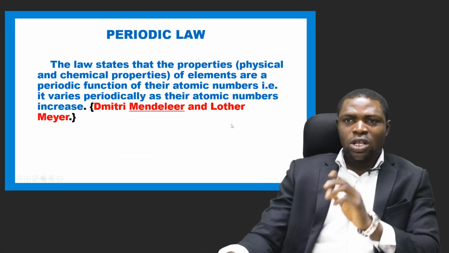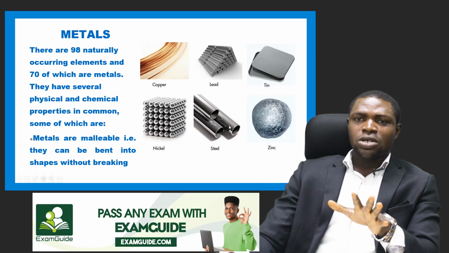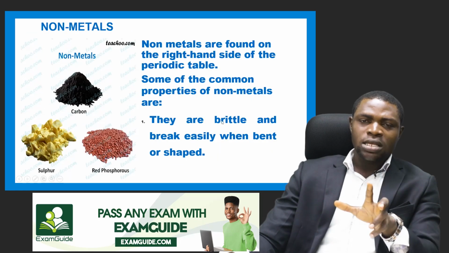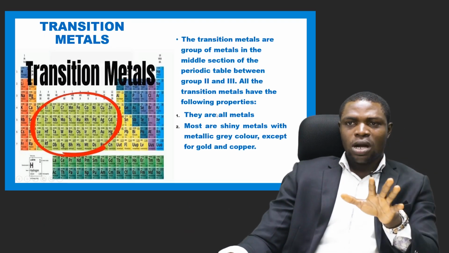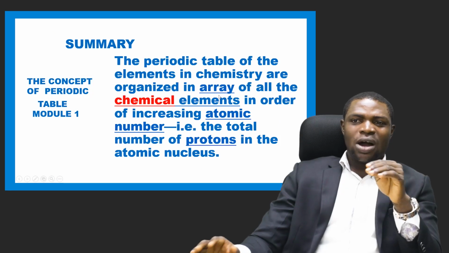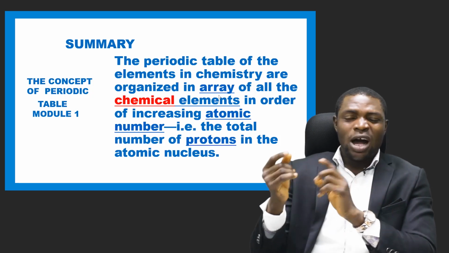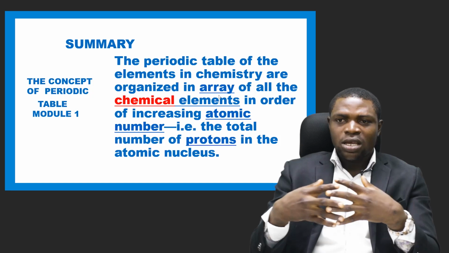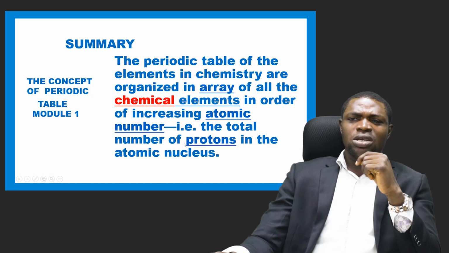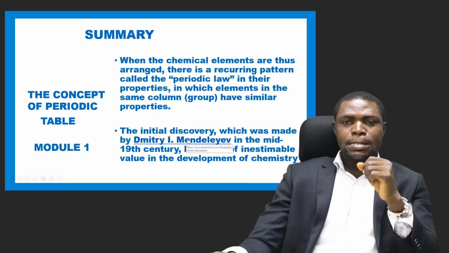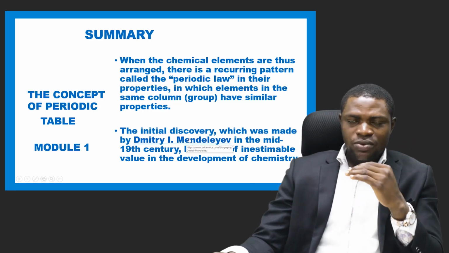So I want to quickly go to the summary now. What is this lesson all about? Primarily, you need to know, number one, that the periodic table is arranged based on the atomic number, and number two, that the elements are organized based on their chemical properties. And then I have told you that the atomic number has a link with the number of protons in the atomic nucleus. So thank you very much. Let's quickly review our exam guide questions before we close this lesson.